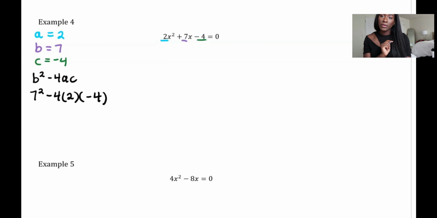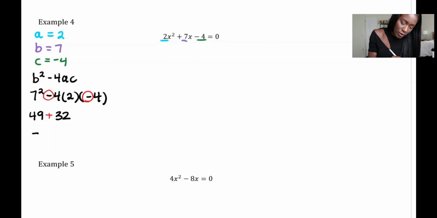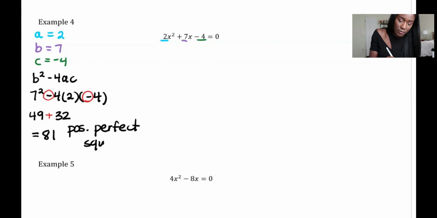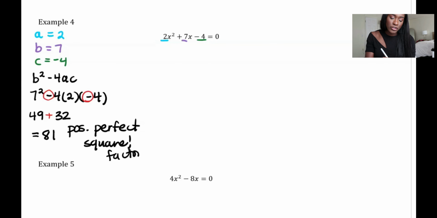Be careful with your signs here. Again, I have a negative and a negative, so that will eventually come together to give me a positive. I like to go ahead and get that out of the way because I don't want you to think that there's a minus sign there. That'll mess everything up. 7 squared is 49, and 4 times 2 times 4 is 32. And 49 plus 32 is 81, which is a positive perfect square. And I make a note of that because that tells me that we can factor.